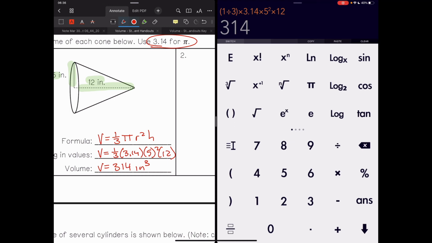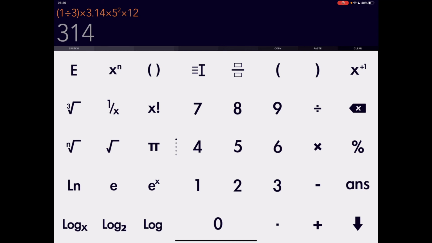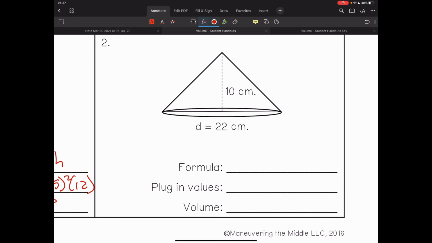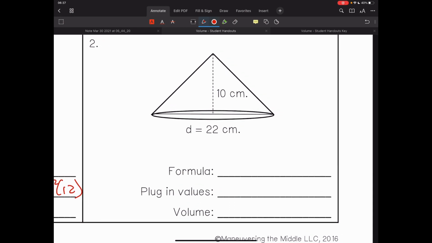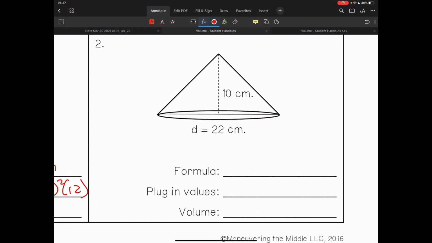So that's really the only difference, is in the calculator, we're going to use the 1 divided by 3 in parentheses to represent 1/3. Other than that, it's very much the same as finding the volume of a cylinder. So we'll look at 2 more examples now, just to make sure we've got a complete picture of this.